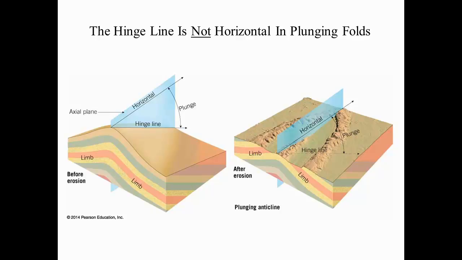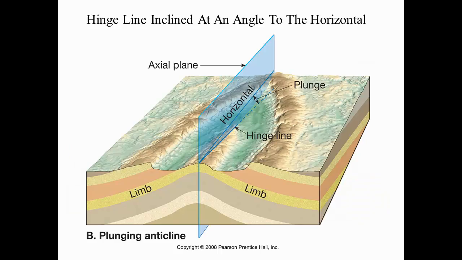And if we erode away the upper part of the plunging anticline, notice that on surface view we get this kind of a horseshoe pattern or a hairpin pattern exhibited by the strata on the surface. And this is a characteristic of plunging folds as viewed on geologic maps, and we'll take a look at this in more detail.